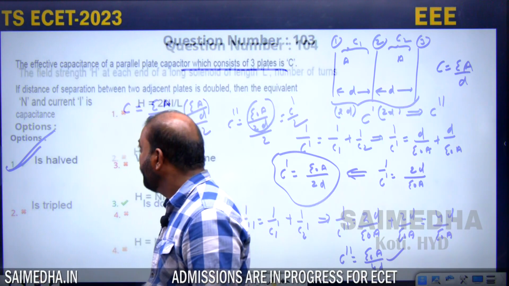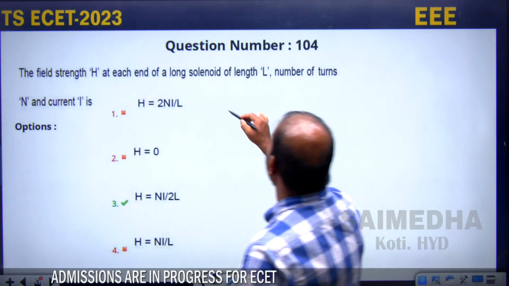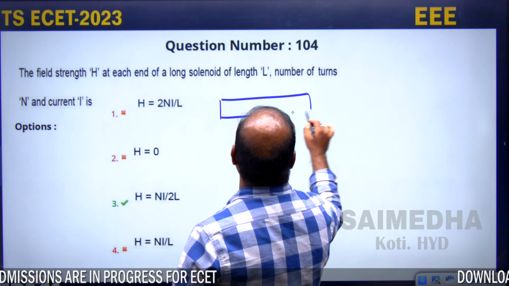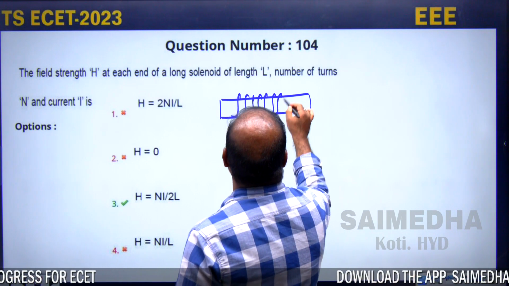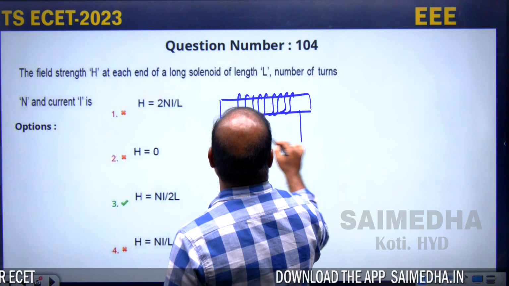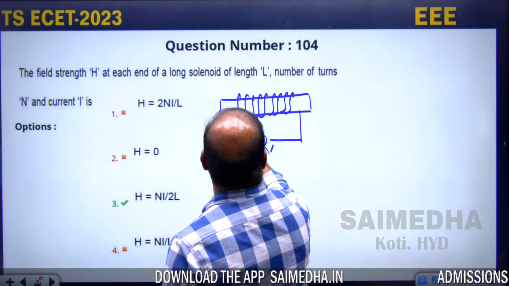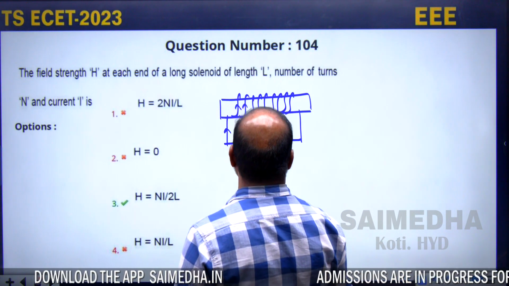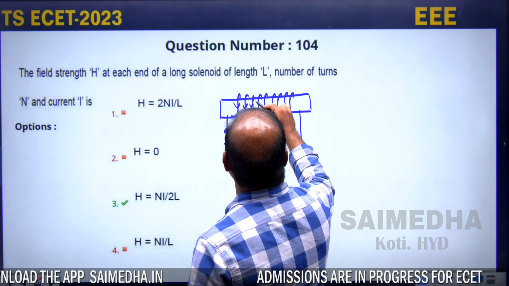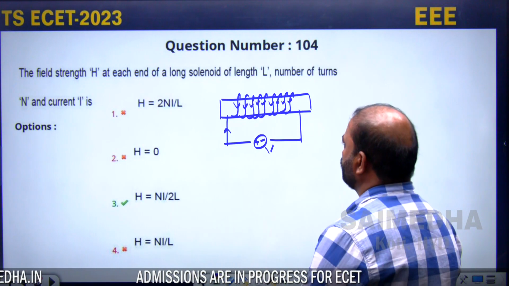Next question. The field strength H at each end of the long solenoid of length L. So this is a solenoid. A solenoid consists of a long iron piece over which a copper wire is wound, provided with a DC supply. When the current flows through the winding, this piece will act as a magnet, an electromagnet. So this is a solenoid.